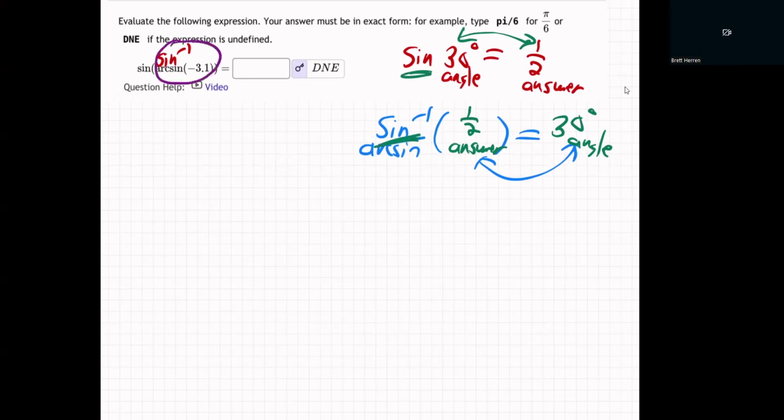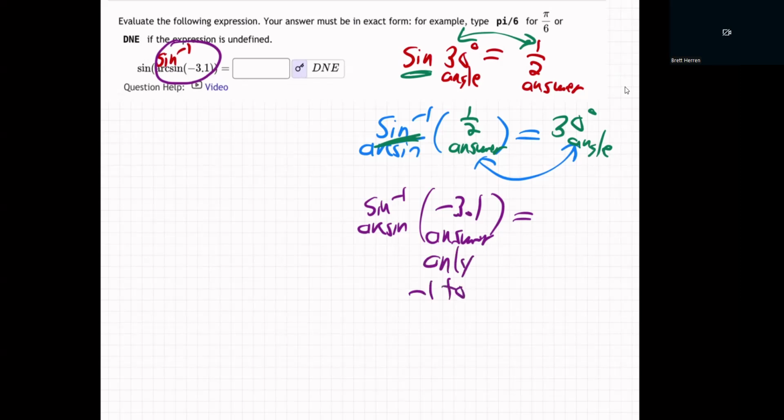Well, right here, we've got sine inverse or arc sine, same thing, and we're putting in an answer. Remember, this is where the answers go, negative 3.1. But I don't know if you remember, sine and cosine can't be more than 1 or less than negative 1. It's only negative 1 to positive 1, right?